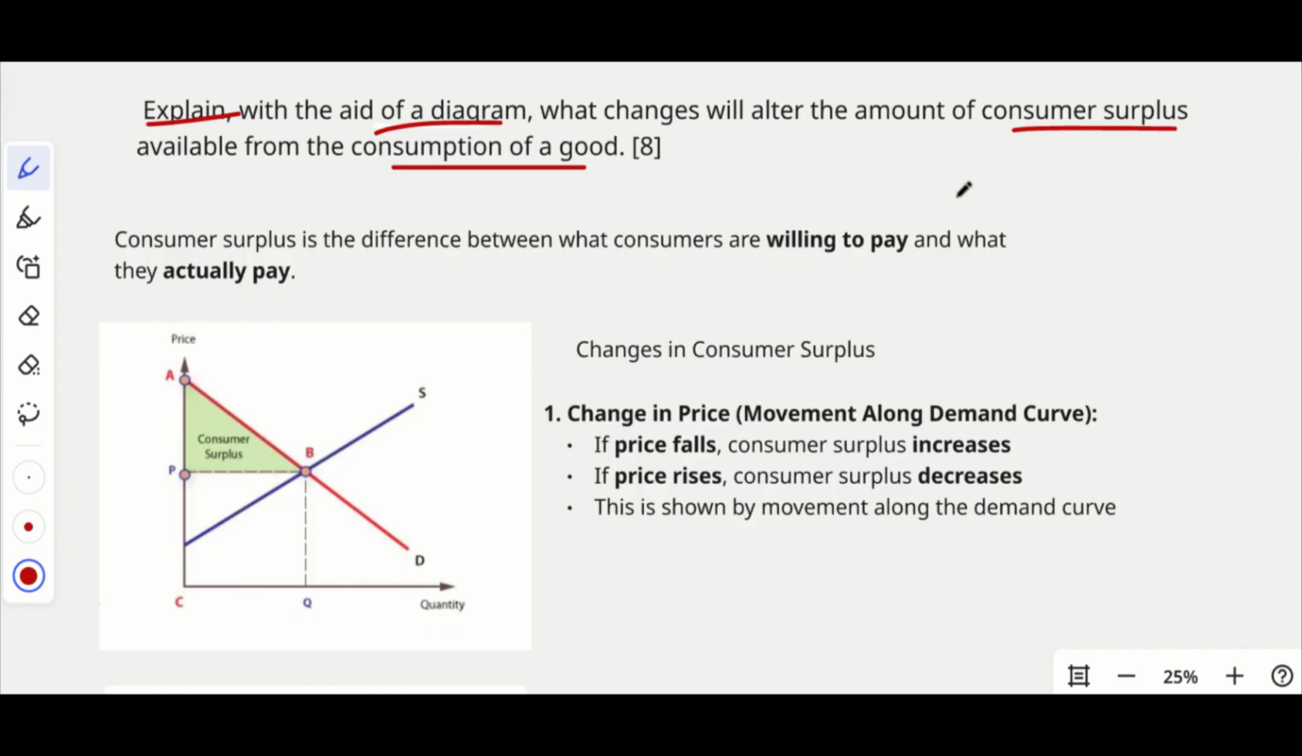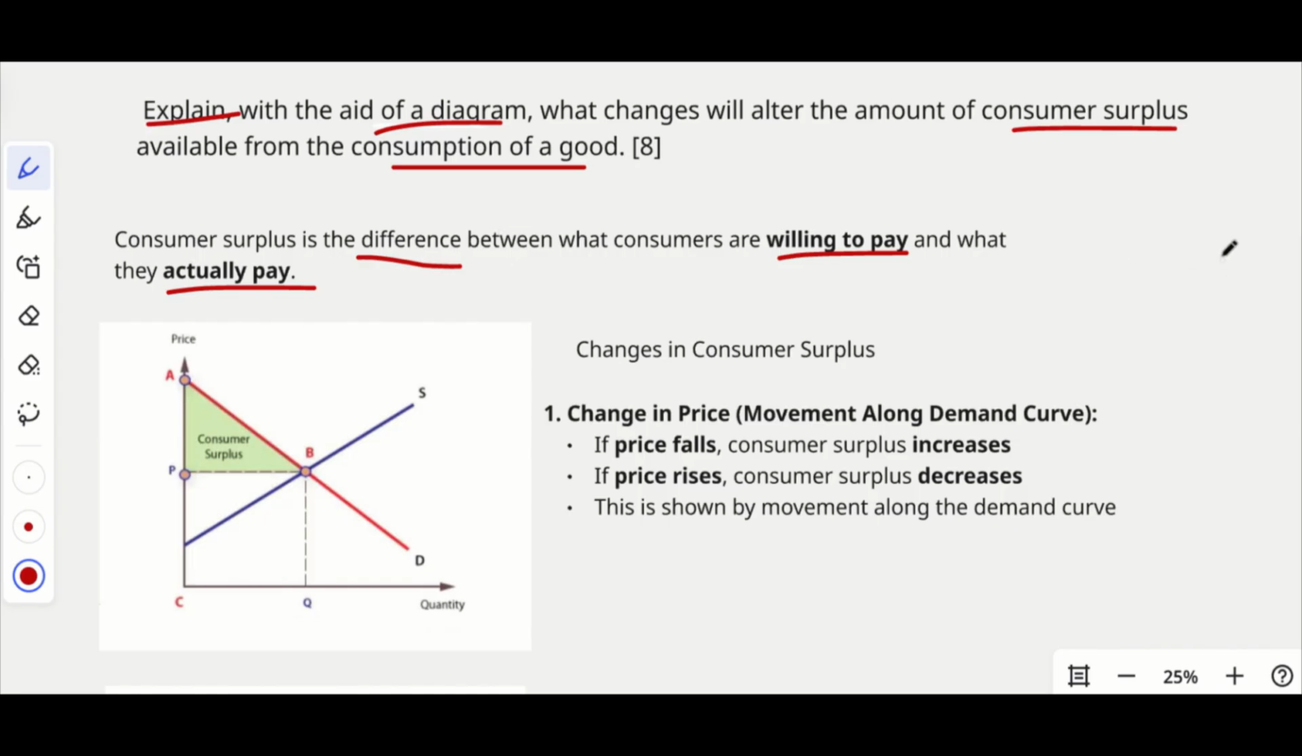The question is about change in consumer surplus, right? So first we have to understand what we mean by consumer surplus. Basically, consumer surplus is a difference between what a consumer is willing to pay and what they actually pay. That is what we mean by consumer surplus.